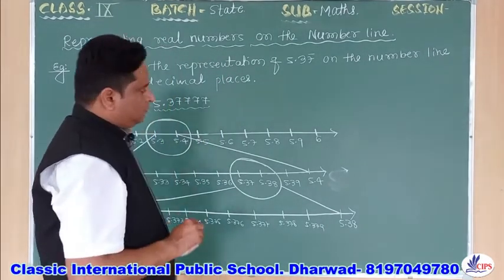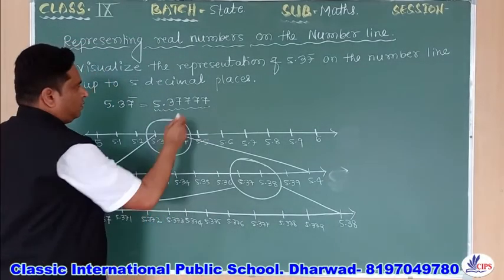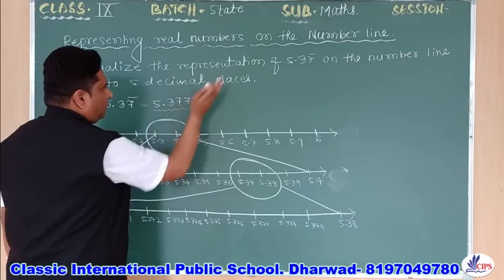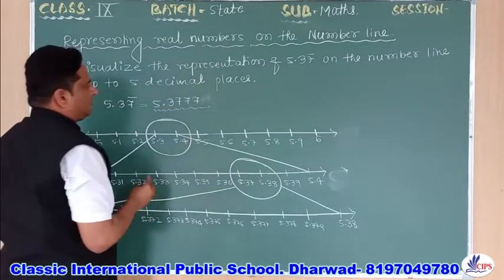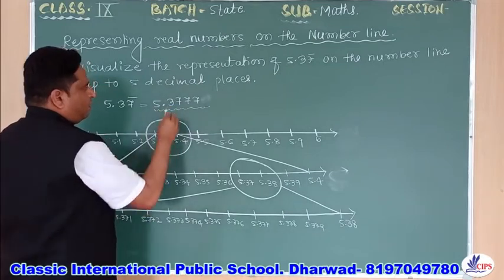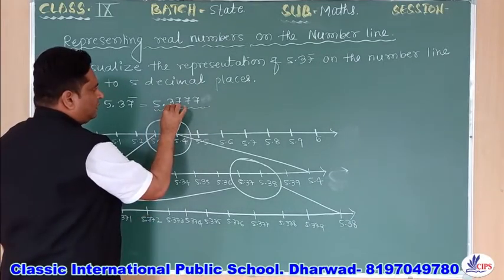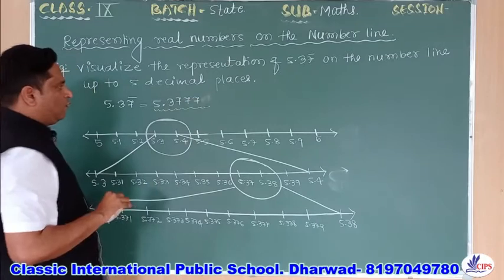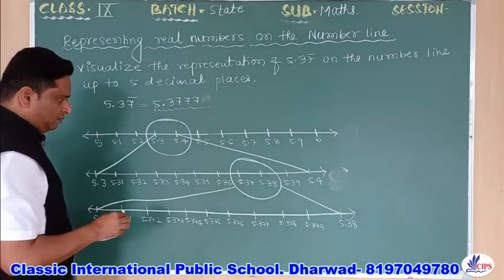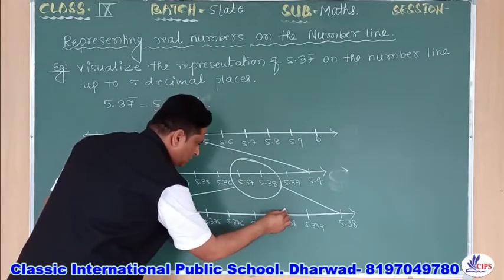377. Unit 1, 2, 3, 4, 5. It means you have to take 5.377 3 times. 1, 2, 3, 4, 5. Okay, we want 5.3777. 5.377 lies between these two numbers, right?